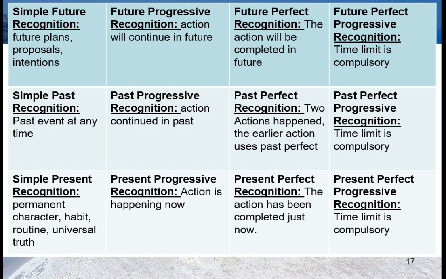Past perfect: two actions happened. The earlier action uses past perfect. Future perfect recognition: the action will be completed in future. Present perfect progressive recognition: time limit is compulsory. Past perfect progressive: time limit is compulsory. Future perfect progressive: time limit is compulsory.